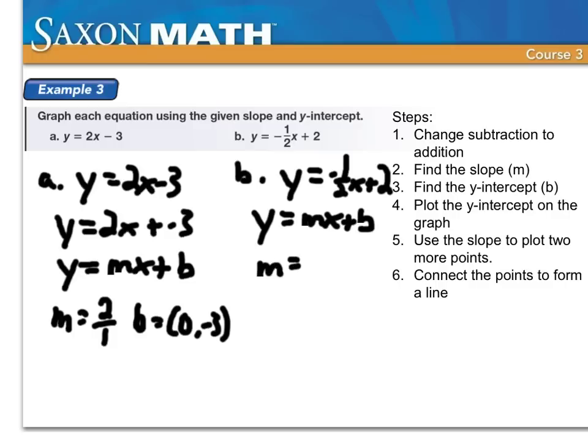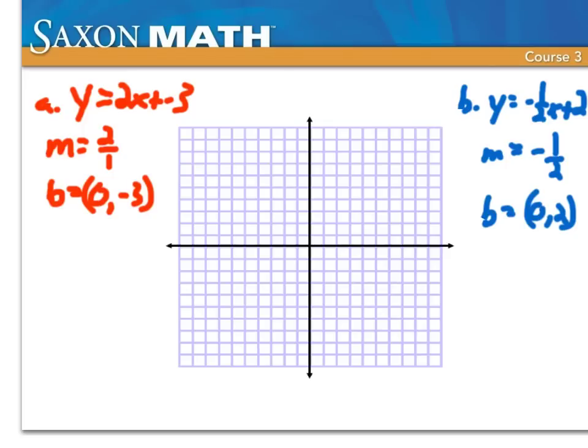My m is right here. It's negative 1/2. And my b value is right above the b here. That's 2, which means it's at 0 and positive 2. Okay? So now we're going to take the information that we have here and go to the next slide and graph these lines. Okay, so now I've taken the information from each of our lines and just rewritten them on this slide so we can graph them.